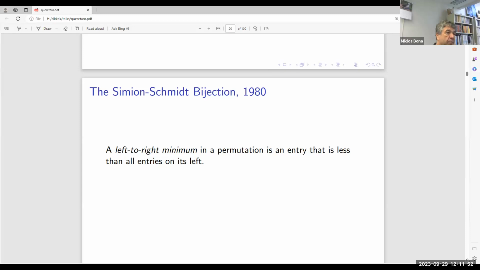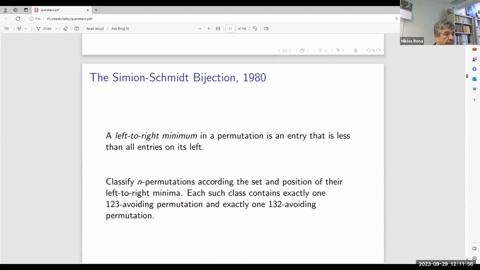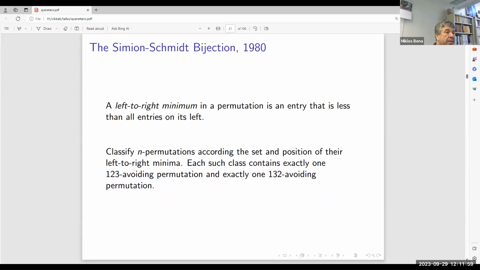So a left to right minimum in a permutation is an entry that's less than everything on its left. And now let us classify permutations of length n according to the set and position of their left to right minima. So two permutations are in the same class if they have the same left to right minima and they are in the same positions. And now I will prove that each such class contains exactly one 1, 2, 3 avoiding permutation and exactly one 1, 3, 2 avoiding permutation. Hence, the number of permutations avoiding one or the other has to be the same.